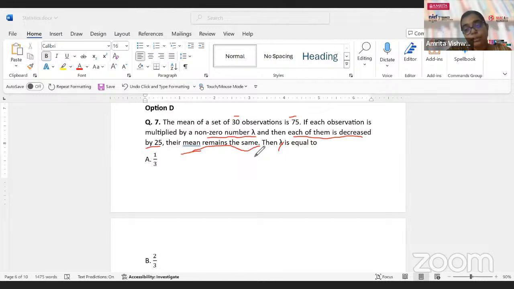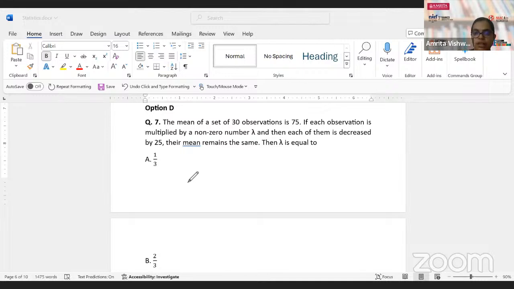Even if they are performing all these operations across all the 30 observations, the mean remains the same. And the question is asking you to find out the value of lambda. I hope you have noted down the important parts of the question and you have started doing.